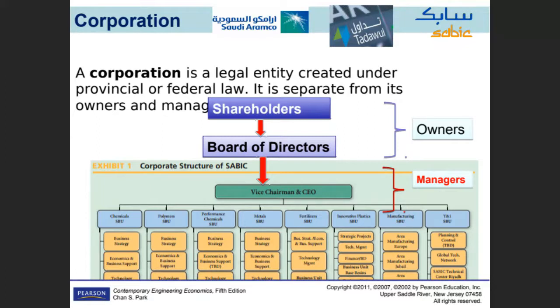In terms of sole proprietorship, if there is an agreement, it is between two persons. But here it is between two corporations. If one person leaves, the contract stays as it is. So that's why we call a corporation a legal entity created under some law. That's why we have mentioned in our slide, provincial or federal law.